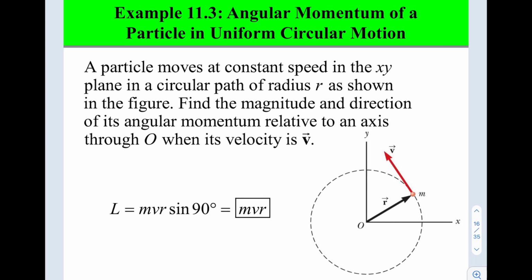Example 11.3. Angular momentum of a particle in uniform circular motion. A particle moves at constant speed in the xy plane in a circular path of radius r, as shown in the figure. Find the magnitude and direction of its angular momentum relative to an axis through O when its velocity is v. Right?